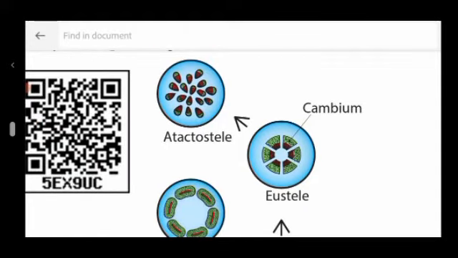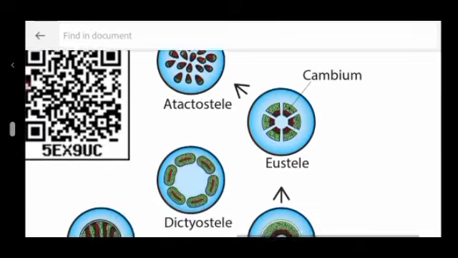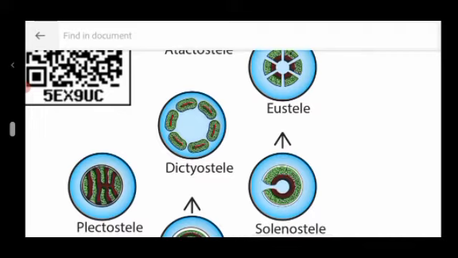In atactostele, the stele is split into distinct collateral vascular bundles scattered in the ground tissue. Example: monocot stem. In polycyclic stele, the vascular tissues are present in the form of two or more concentric cylinders. Example: Pteridium. So these are the different types of stele.